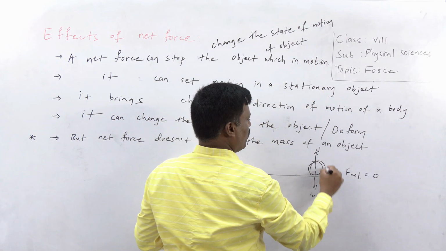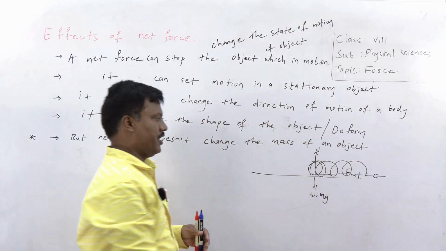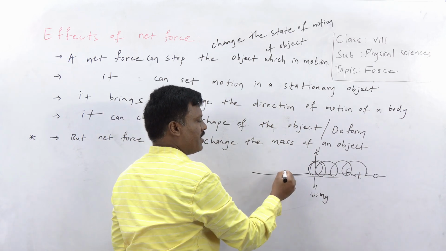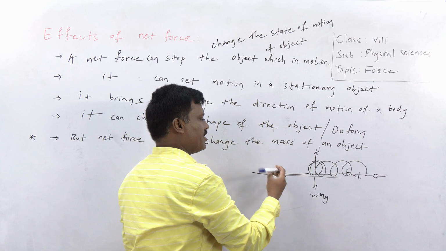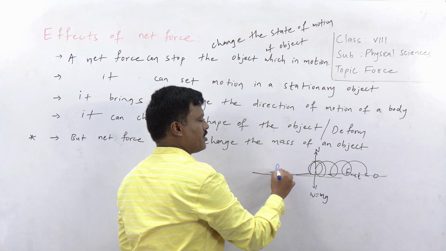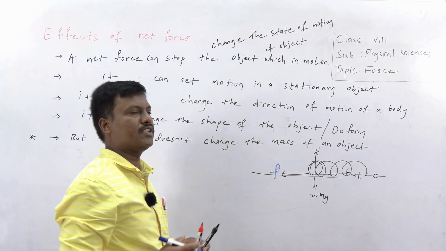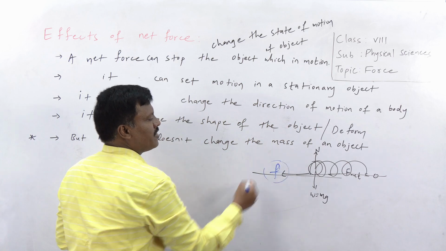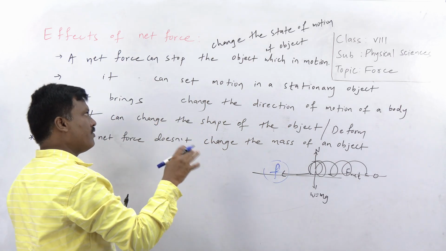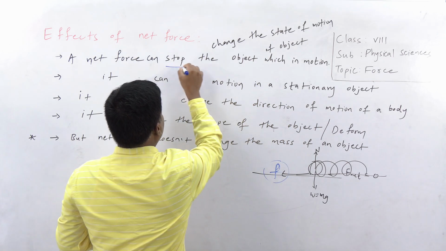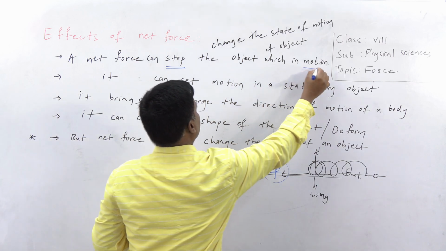This is the same ball rolling across the floor. Here these two forces are common, but frictional force comes into play. This frictional force slows down that ball and the ball comes to rest. So here, what is the net force? Frictional force is the net force. Net force can stop the object which is in motion.